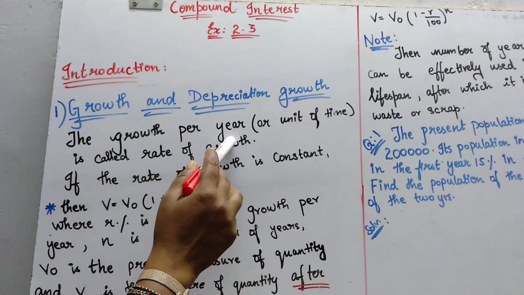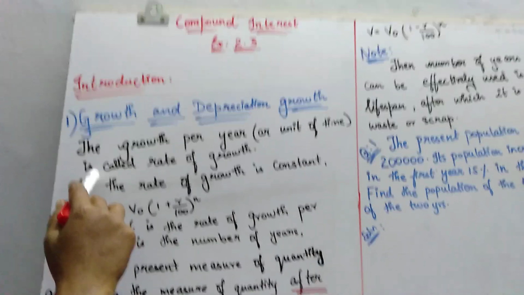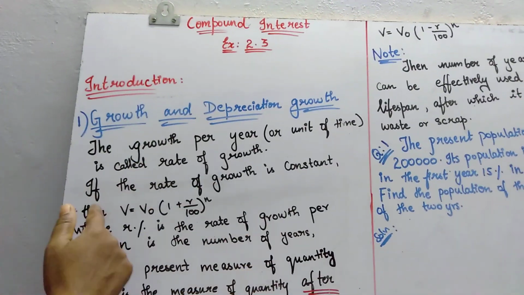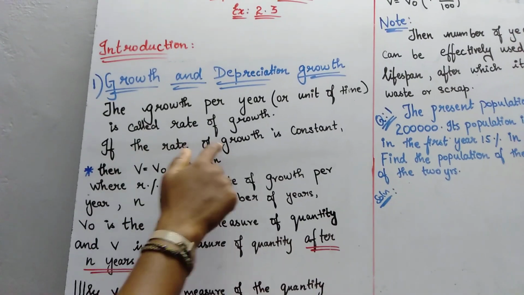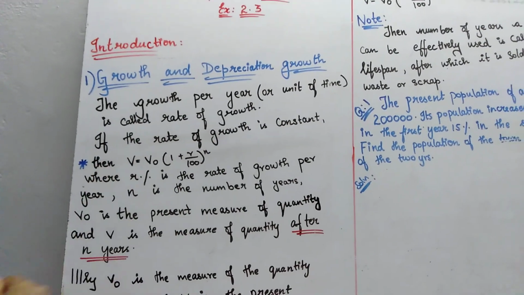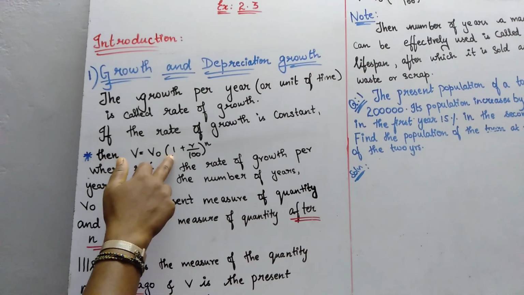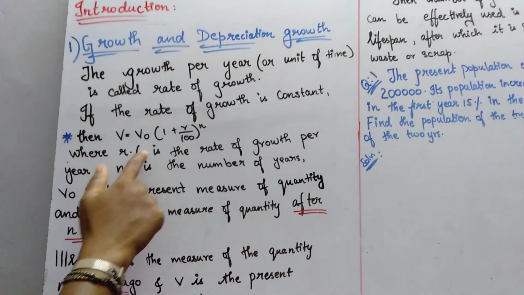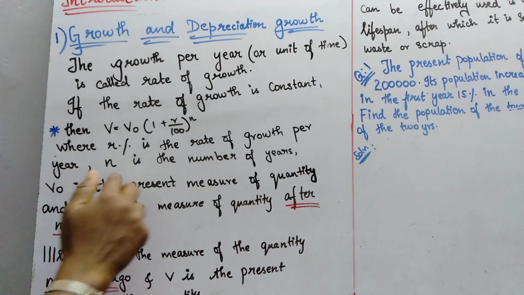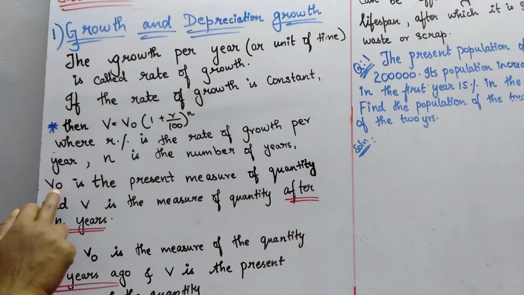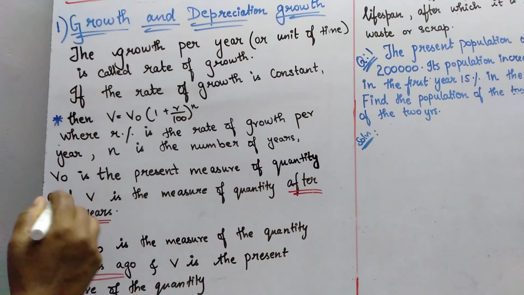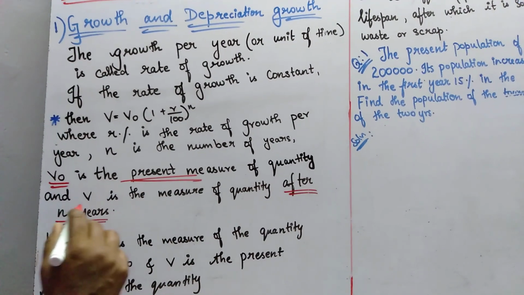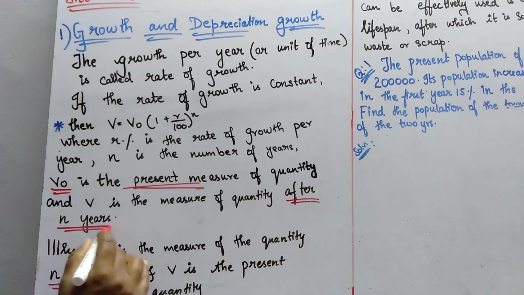The growth per year, that is our unit of time, is called the rate of growth. So it is calculated year wise. If the rate of growth is constant, then we will use the formula V is equal to V naught into (1 plus R by 100) the whole power n, where R percent is the rate of growth per year and n is the number of years, V naught is the present measure of the quantity, and V is the measure of the quantity after n years.